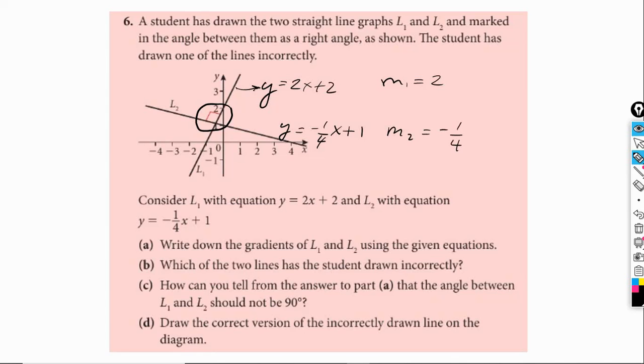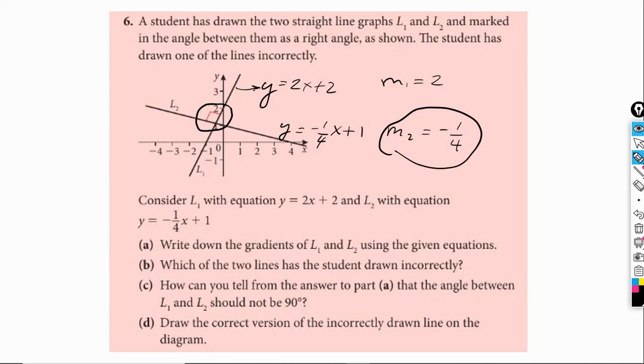Okay. Which of the two lines has the student drawn incorrectly? Okay, so here we could really argue that either line is drawn incorrectly, right? Because we could just change the first line and increase the slope by 2, make it 4, and then we would have a correct line, or in this case, increase this slope as well for L2. So, which one is incorrect? That's a matter of perspective, but in the book itself, they tell us that the second line is incorrect. So this would be the incorrect slope.